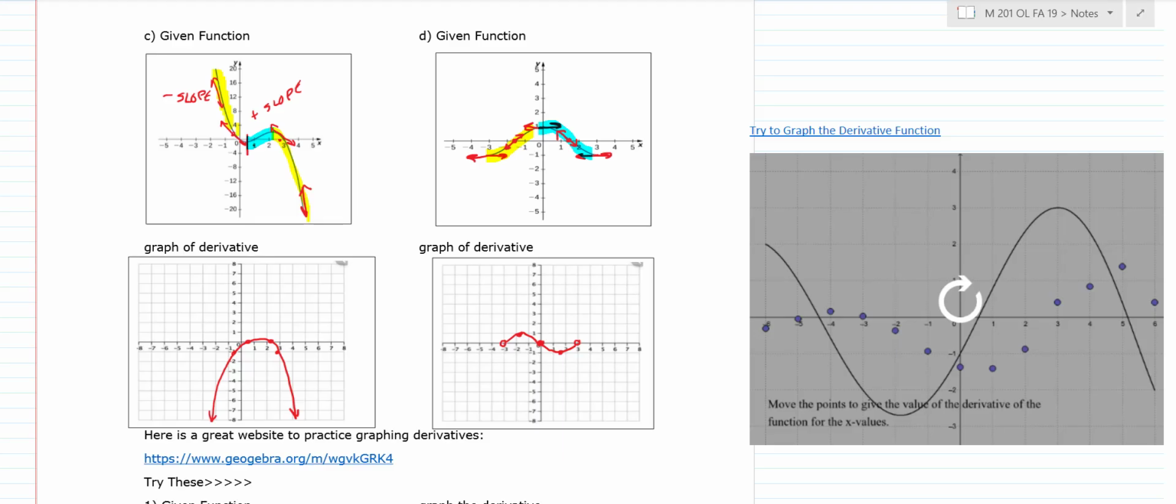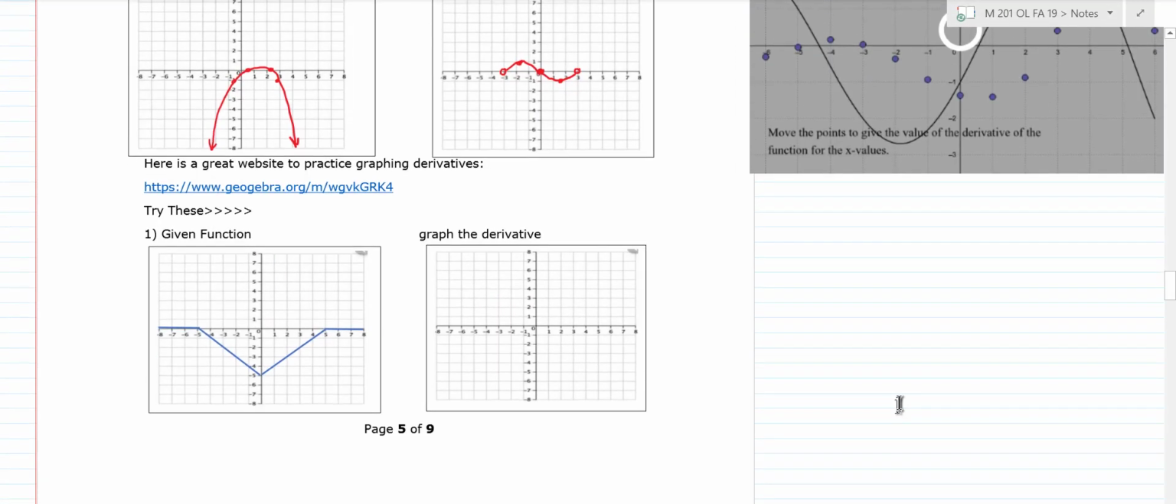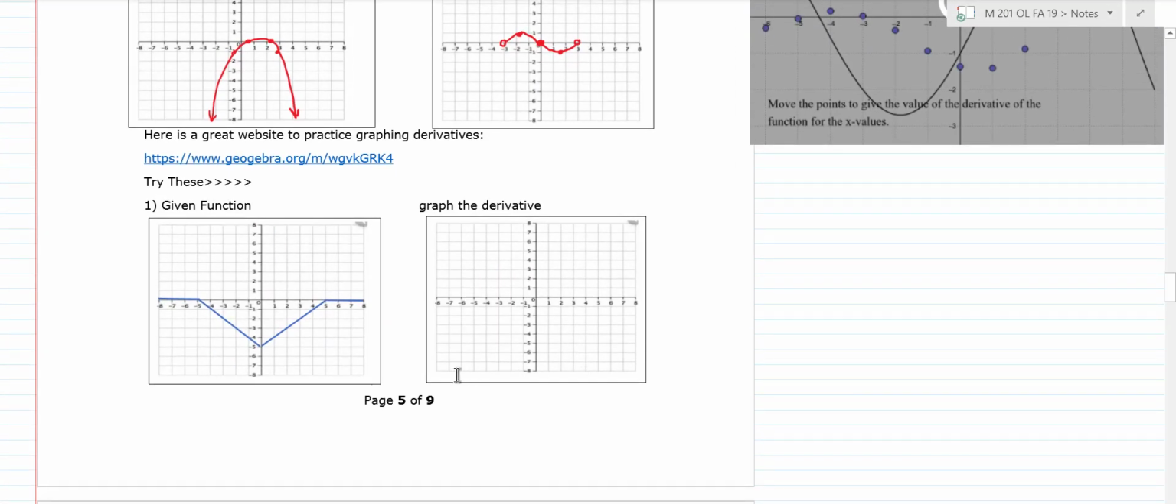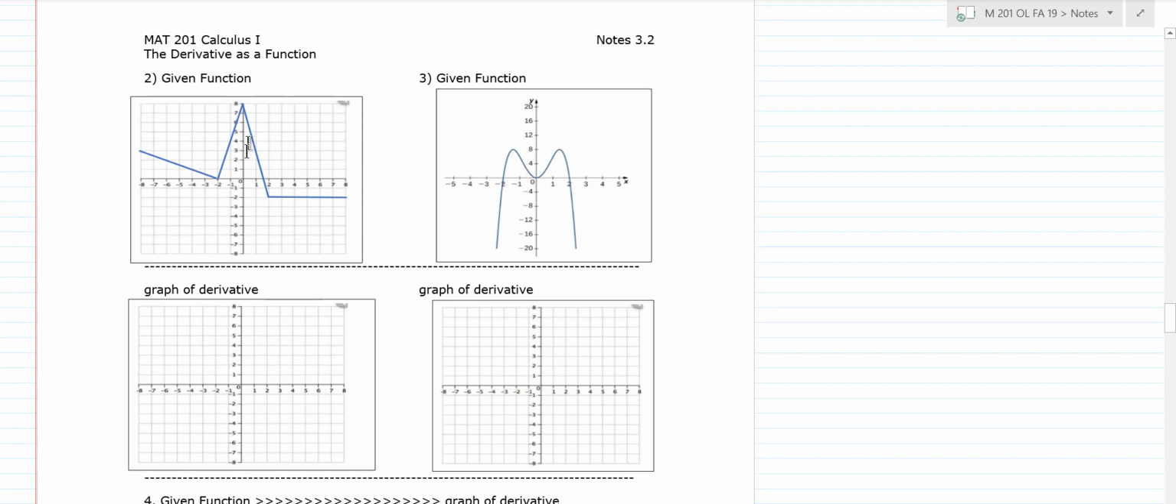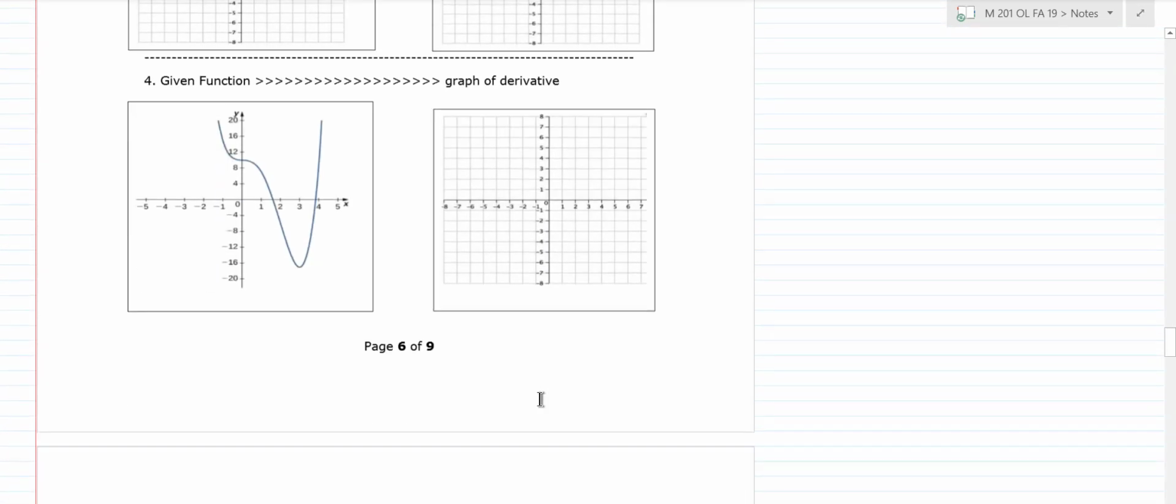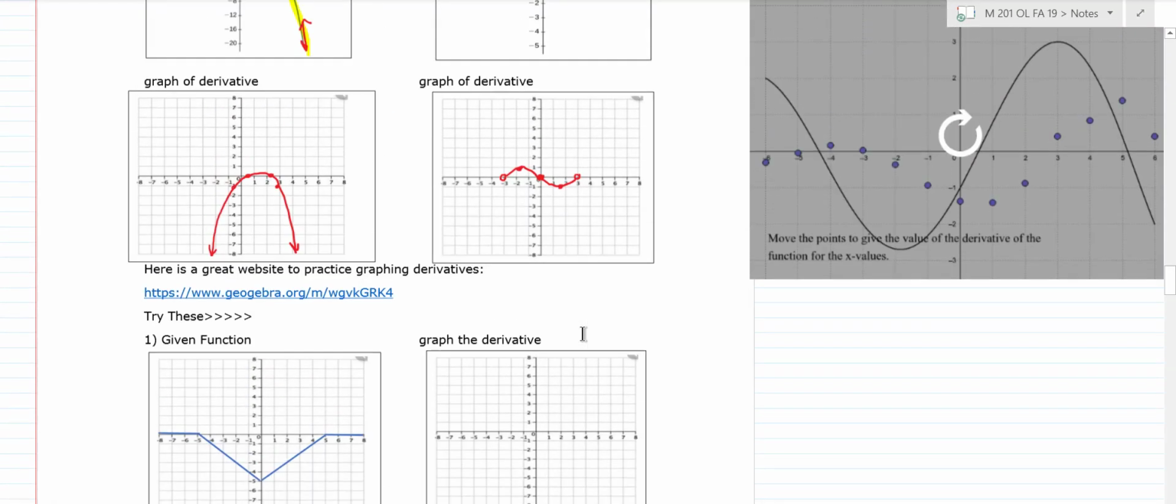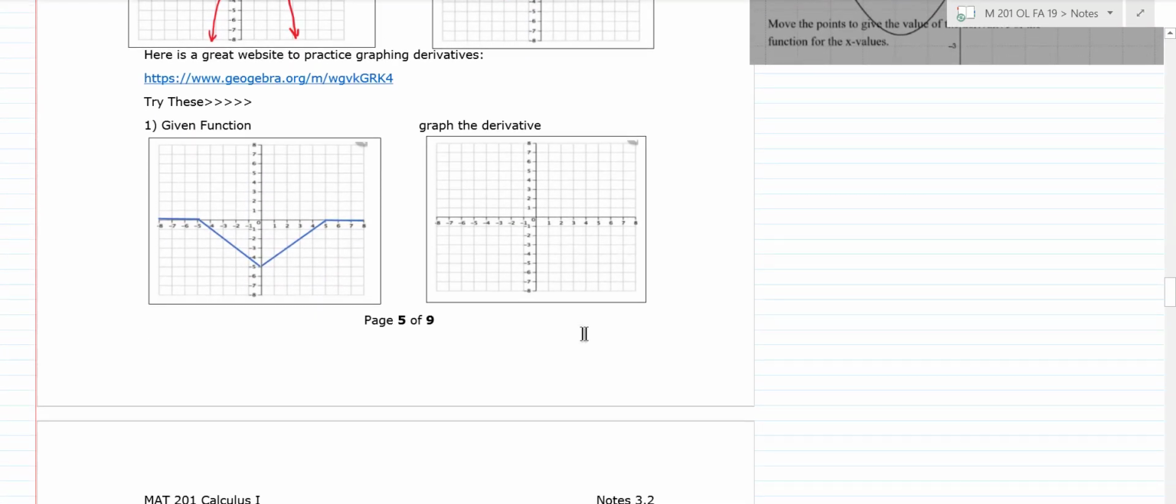Okay, so what I'm going to have you do next here is go on and try these problems yourself. There's four problems, I think. Here's the function, graph the derivative. Here's the function, do the derivative below. And then this one, okay? So go ahead and see how you do on that. And come back and check your answer.